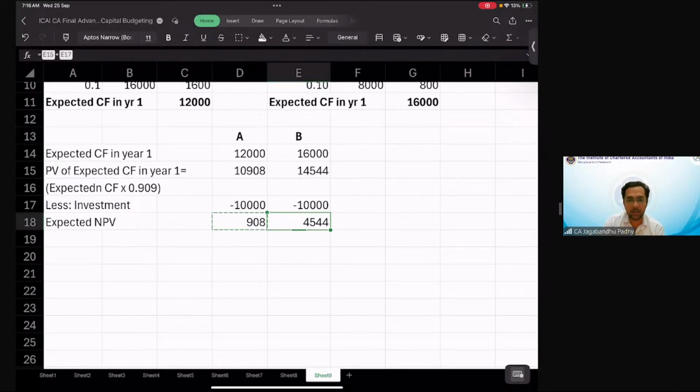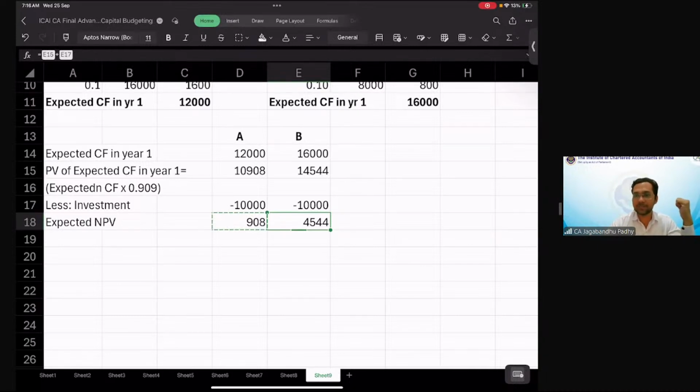Now, undoubtedly, can you say which of the projects should be accepted? Should it be project A or project B? Yeah, guys, tell me. Project A or B? Project B, because it has got a higher NPV number, right? Okay. So I hope this is pretty clear. A simple question to understand the very simple concept of expected NPV.